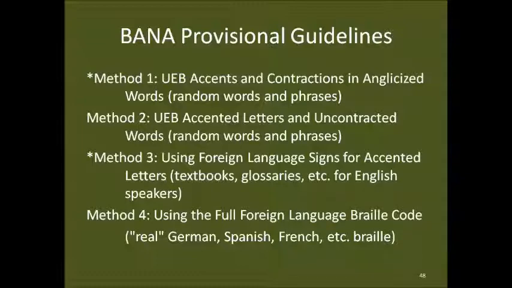Method 3 is used for foreign language signs for accented letters that are actually being studied, like textbooks, glossaries, or something else where English speakers are learning another language. And then there's method 4. That's using the full foreign language Braille code, like real German that they would actually use in Germany, or real Spanish that they would actually use in Spain or Mexico or one of the Latin America or South American countries.